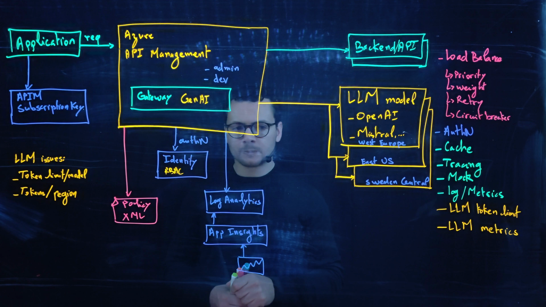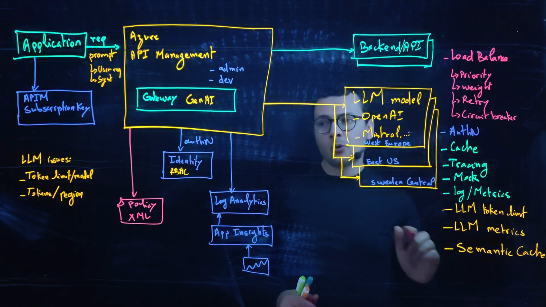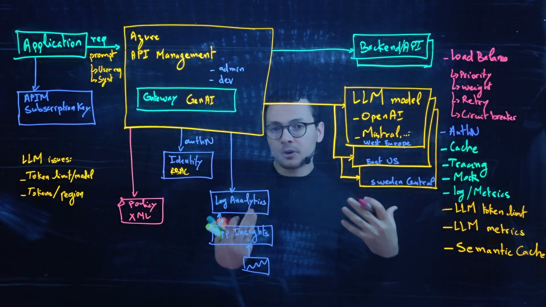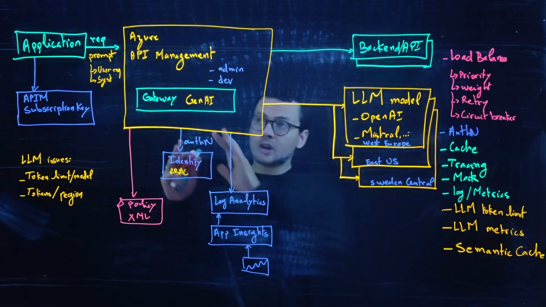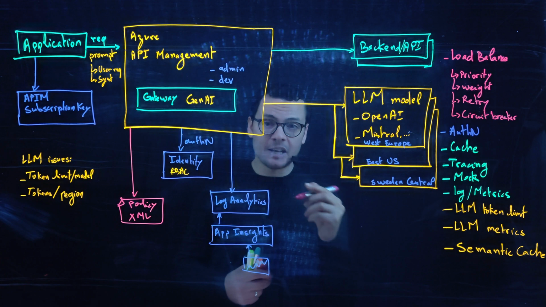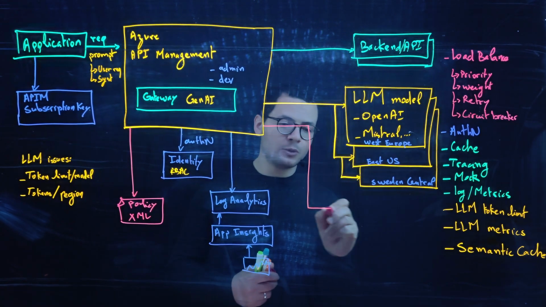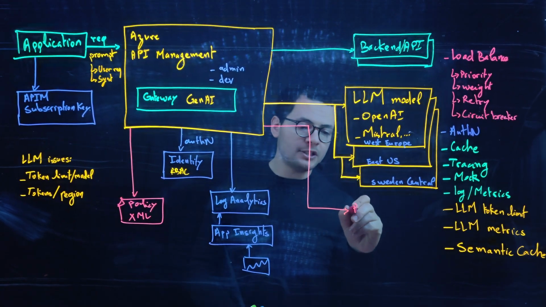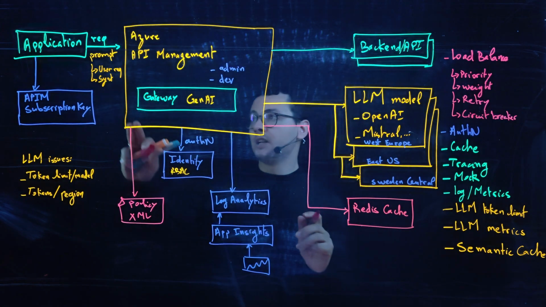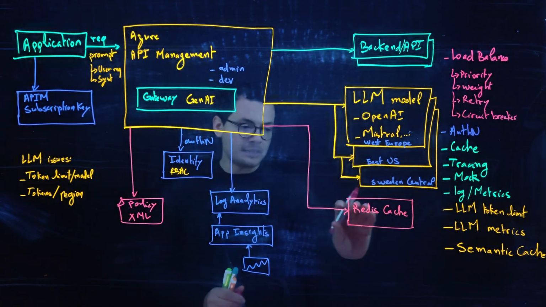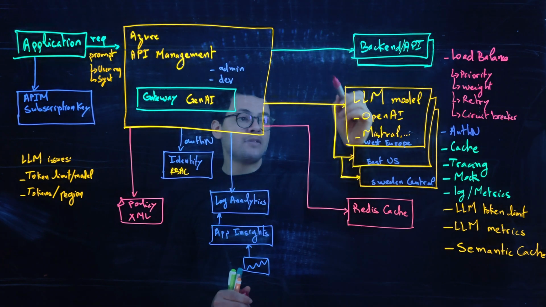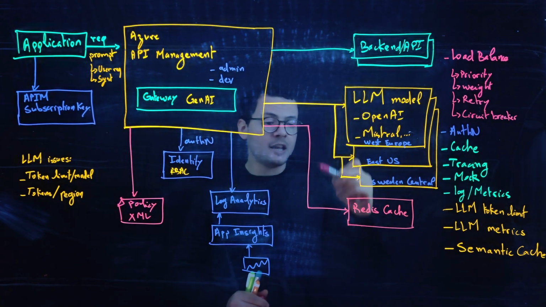Now when we work with cache with LLM models, we typically refer to it as semantic caching. The semantic cache relies on a database that supports vector search. In Azure API Management, that is Redis cache. So Azure API Management can connect to your Redis cache instance. Inside Redis, you will save the user prompt as the request, and for the response, you will save the response that you get back from the LLM model.